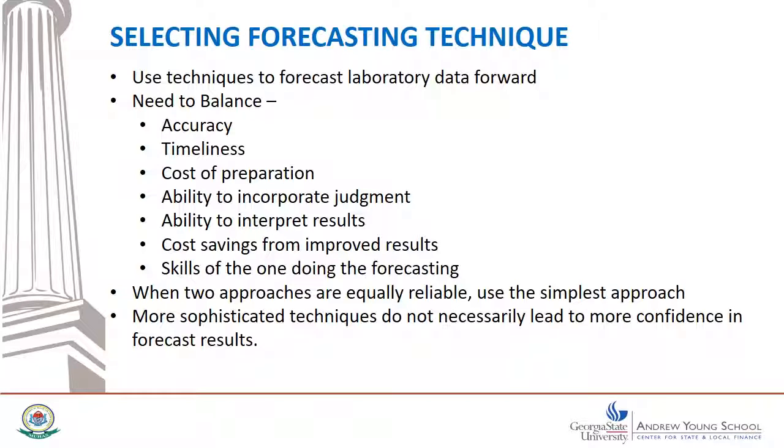Now, what do you do when you apply different forecasting techniques, but each one produces a different result? A common rule to apply when two approaches are equally reliable is to go with the simplest technique. More sophisticated forecasting techniques do not necessarily lead to more confidence in the forecast results.